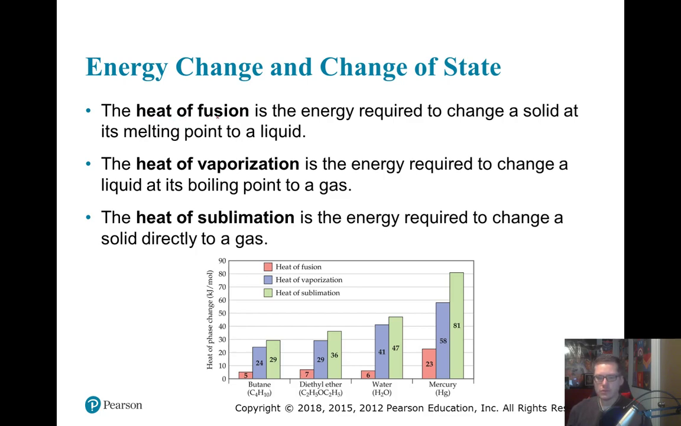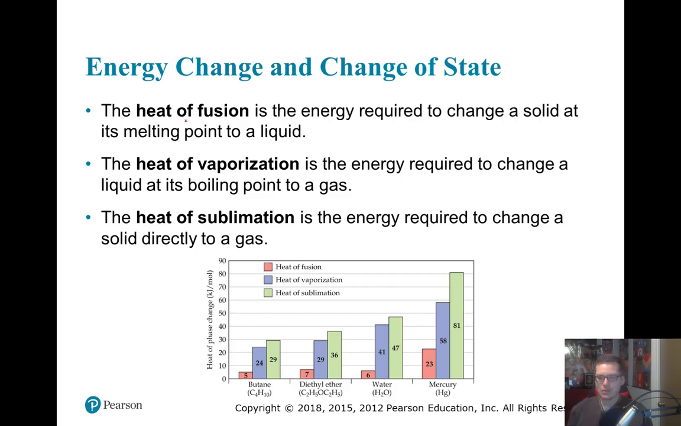The heat of fusion is the energy required to change a solid at its melting point to a liquid. Heat is required to change a solid at its melting point to a liquid. So that's essentially you're melting it. That's known as the heat of fusion.